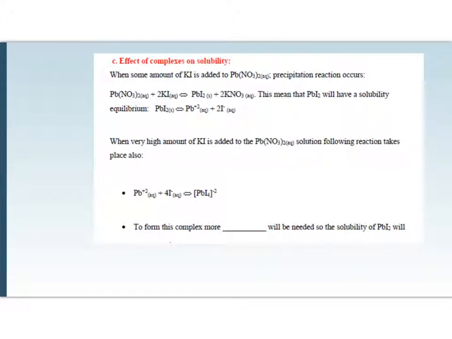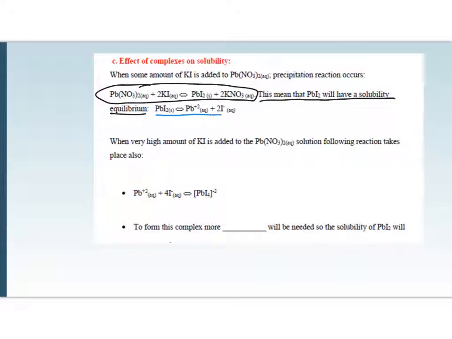And finally, the effect of complexes on solubility. If some amount of potassium iodide is added to lead-2 nitrate, a precipitation reaction occurs. Here is my precipitation reaction. This means that lead-2 iodide will have a solubility equilibrium like this. It is going to produce lead-2 plus and 2 iodide. So you have a precipitation reaction, and after that there's going to be a solubility equilibrium.